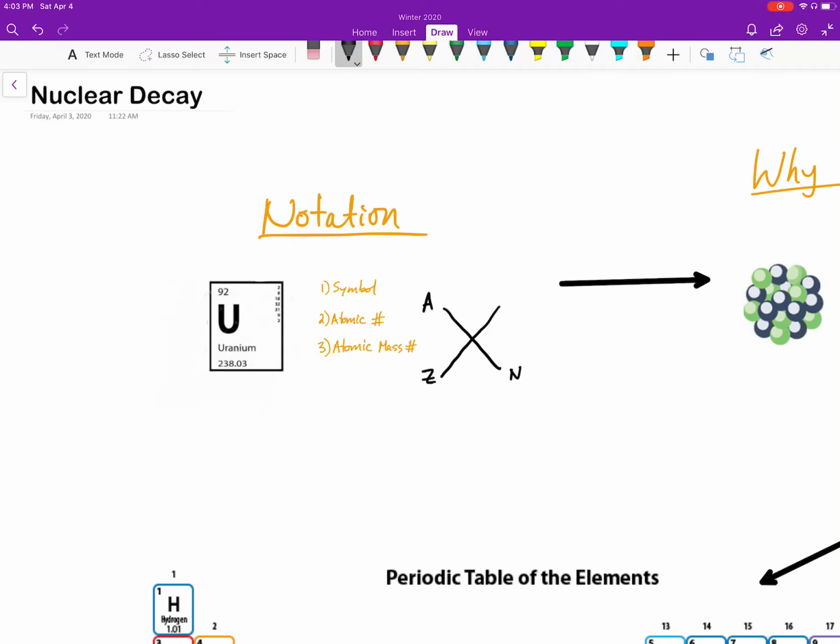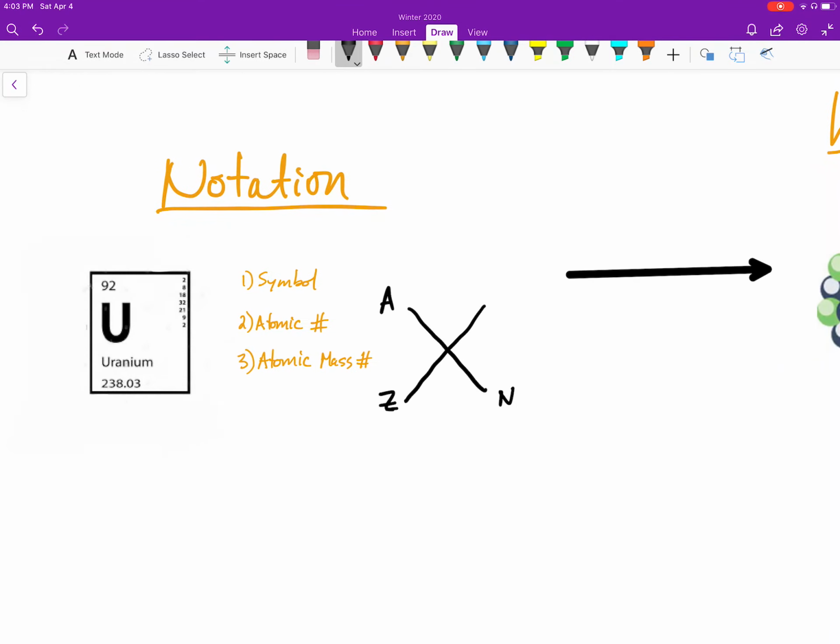In this video, I'm going to do a quick overview of nuclear decay. Starting off, I want to review the notation of how we write elements. First, the more common way, on the periodic table at least, is this way here. This element, uranium, the symbol is just a letter. The symbol is the letter.